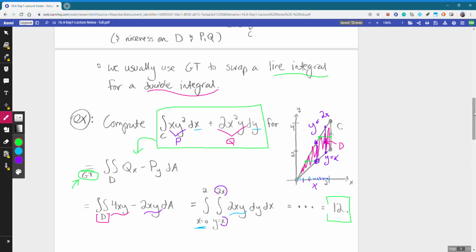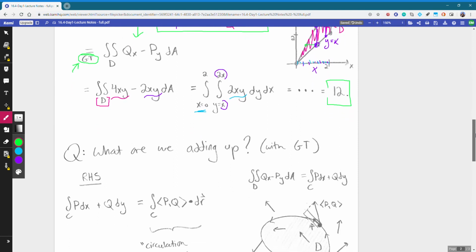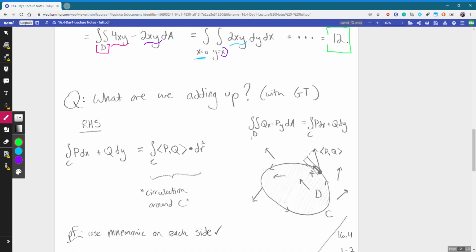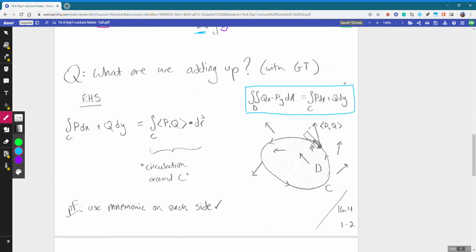So I'd like to talk now a little bit more about the meaning driving Green's theorem. Specifically, let's look at what each side of the Green's theorem equation, right here, is adding up. To start, let's look at the right-hand side. This is the projected line integral that we're looking at. Or really, written like this, it's the sum of 2 projected line integrals.